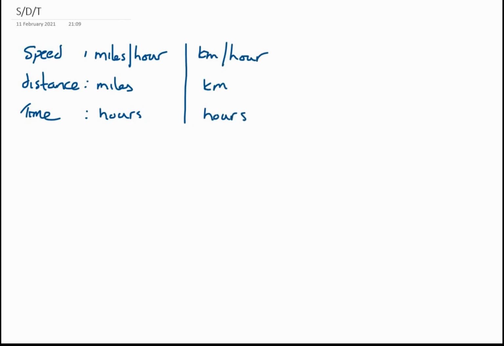That's usually for driving and trains and things like that. If we're doing, say, running, we might want to know meters per second. Again, distance would be in meters and the time would be in seconds. Now, the units should give you a bit of a clue as to how these things are related.